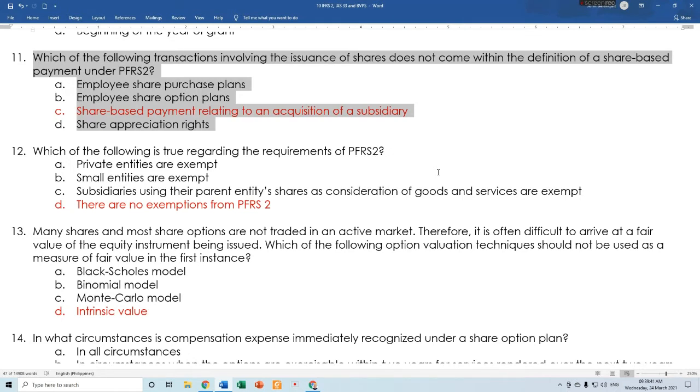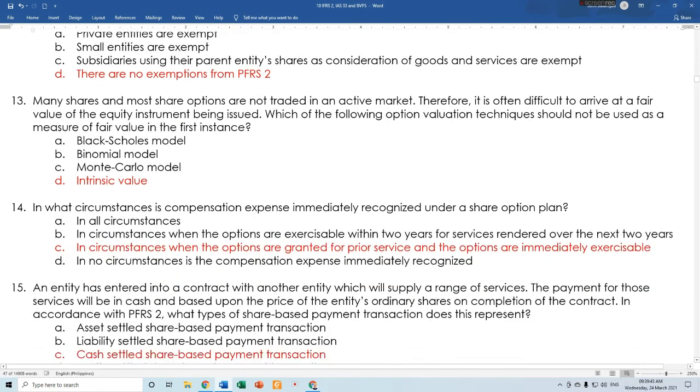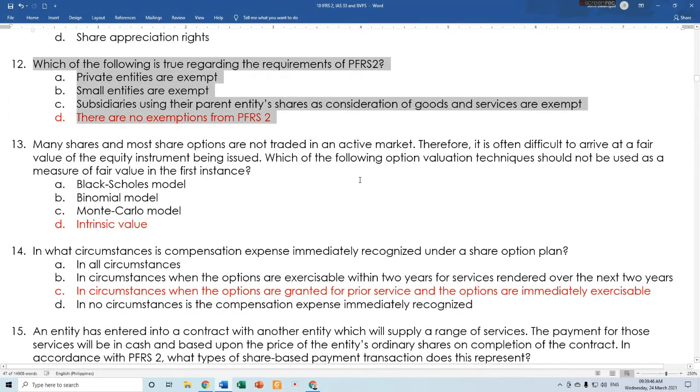Okay? 12. Okay, which of the following is true regarding the requirements of IFRS 2? Okay? Di ba? Ang diniscuss natin kanina, walang exception. Pwedeng private, pwedeng listed, okay? Kahit sino man basta pumasok sila ng equities or ng share-based payment transactions, i-record pa rin nila yan. So, ang sagot ay letter D. Okay, so walang exemption from IFRS 2. 13.